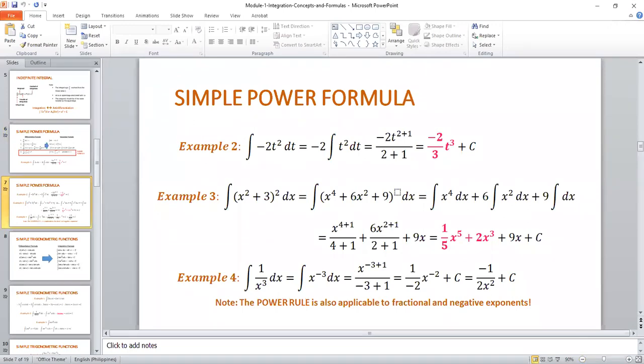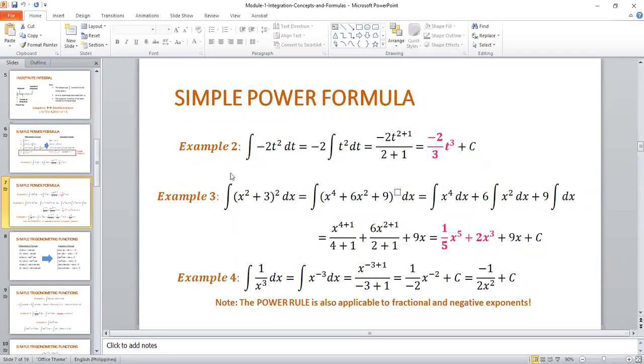Okay, so example 2, you have the integral of -2 t squared dt. Okay, set aside -2, then process t squared. That would be t cubed over 3. And then you have the -2 in here, plus c.